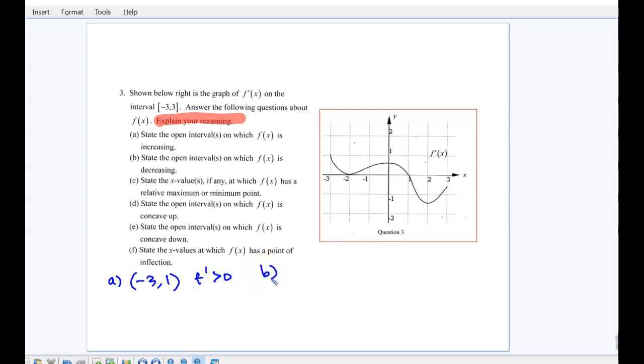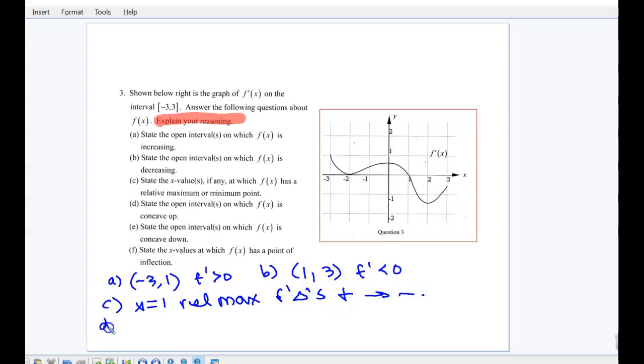So for part B, where is the function decreasing? That would be from 1 to 3, and that's where f prime is less than 0. Part C, state the x values of any relative max or mins. Well, I only have one place where the derivative changes from positive to negative, and that's x equals 1, a relative max, because f prime changes from positive to negative.